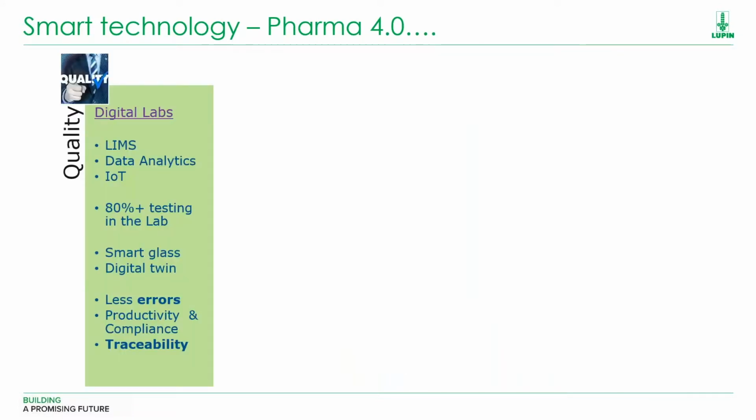Okay, moving on quickly, as far as quality is concerned, there is a transition that we all need to make from a digital lab to a self-control lab, almost. So at the moment we all have digital labs where we have LIMS and data analytics and all those things, but 80% of the testing is done in the lab. A sample is taken, it goes through a series of testing. We can bring a lot of technology to make it smoother, like smart glass, or even digital twin can be used here, so that we can reduce the errors and improve the traceability and things like that.